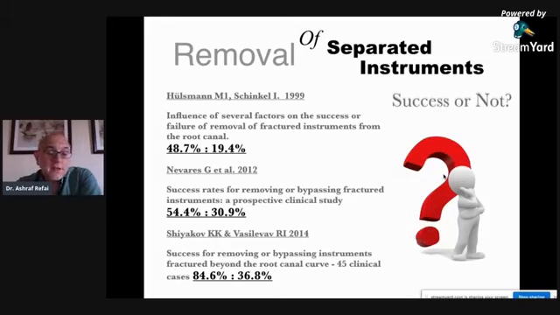Again, in 2012, the research shows 54.4% success in bypass and 30.9% in retrieval. Again, you can probably blame the difference from 1999 to 2012 on the level of technology, the application of microscopy, and the use of ultrasonics, which weren't readily available in 1999.